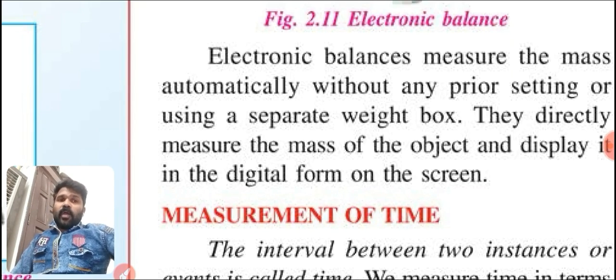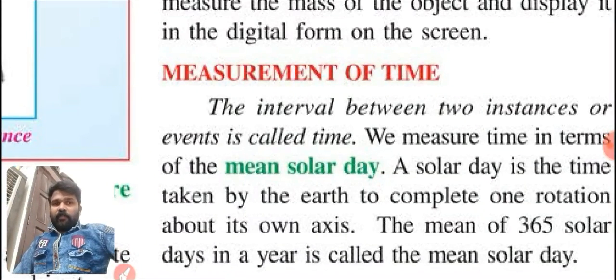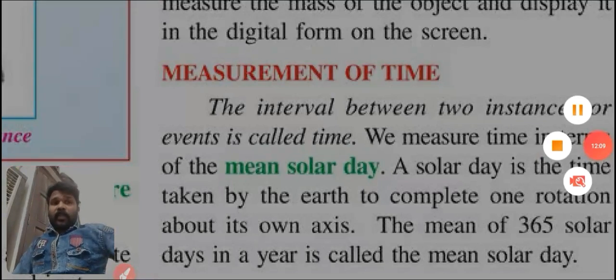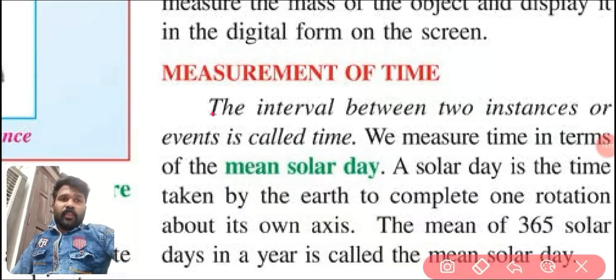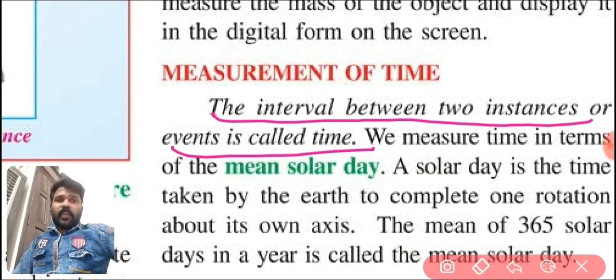Okay, now our new topic is measurement of time. The interval between two instances or events is called time. What is the definition of time? The interval between two instances or events is called time.